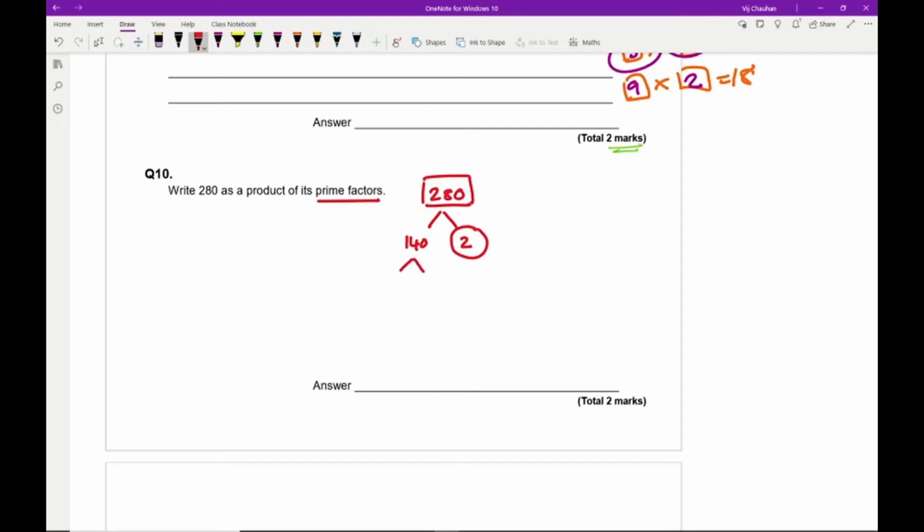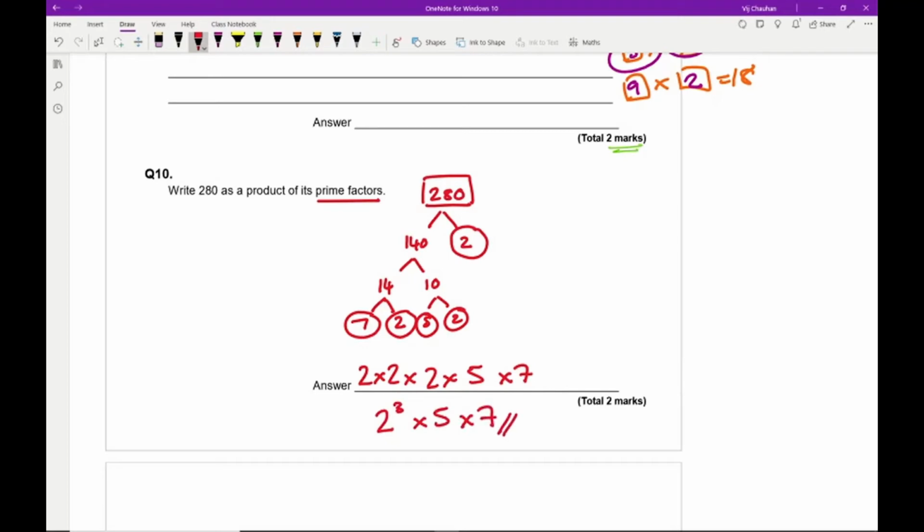And then we've got 140, so that's going to be 14 times 10. None of those two are prime, so I continue. I've got 7 and 2. 7's prime and so is 2. For 10 I've got 5 and 2, and both of those are prime. So the answer I'm going to write here is 2 times 2 times 2 times 5 times 7. Or you could write 2 cubed times 5 times 7. And there is your final answer.